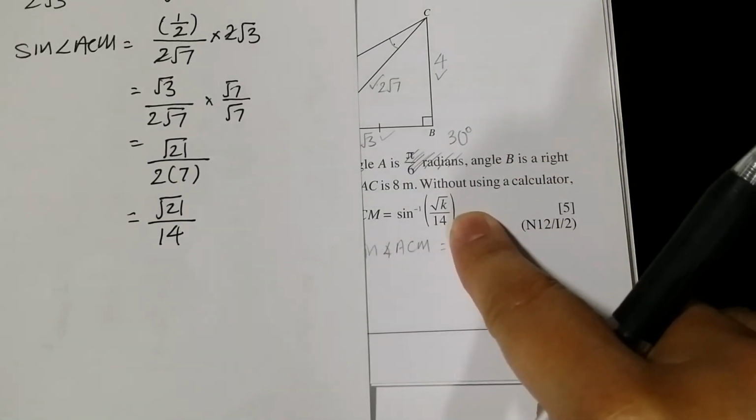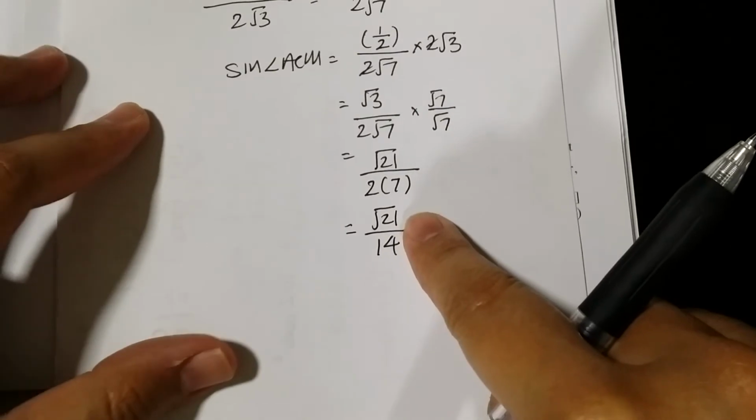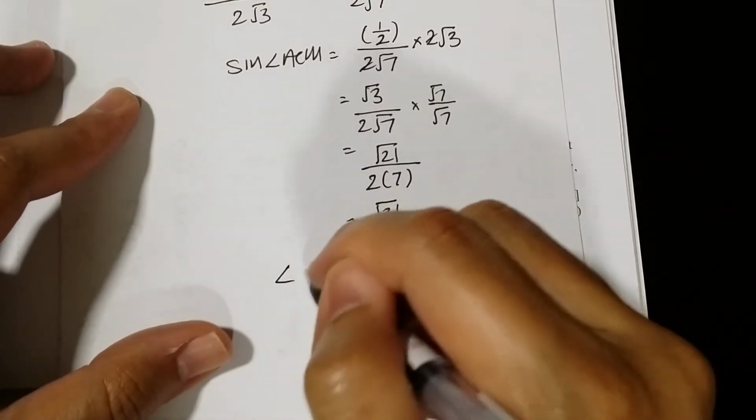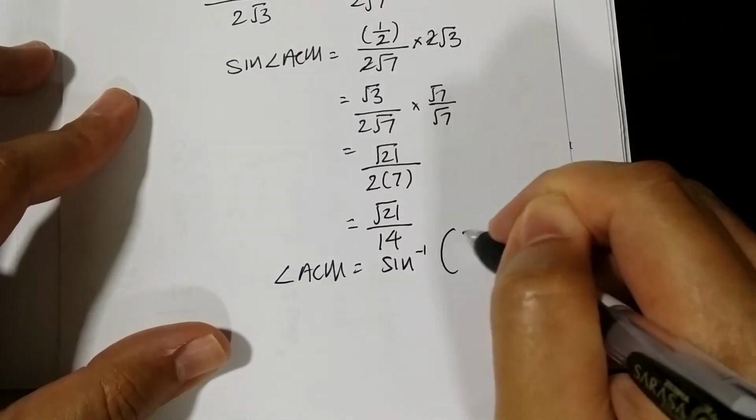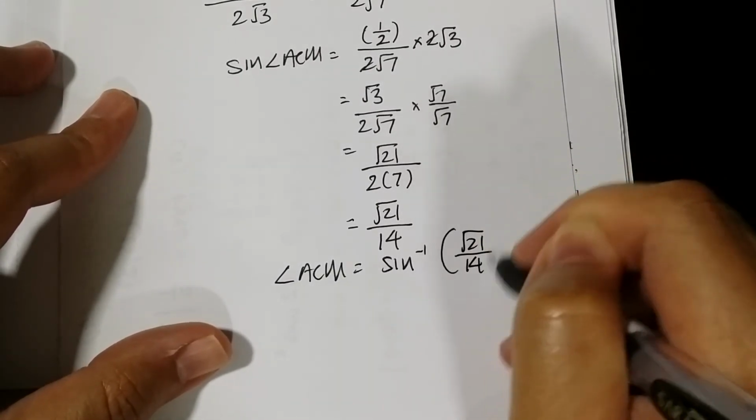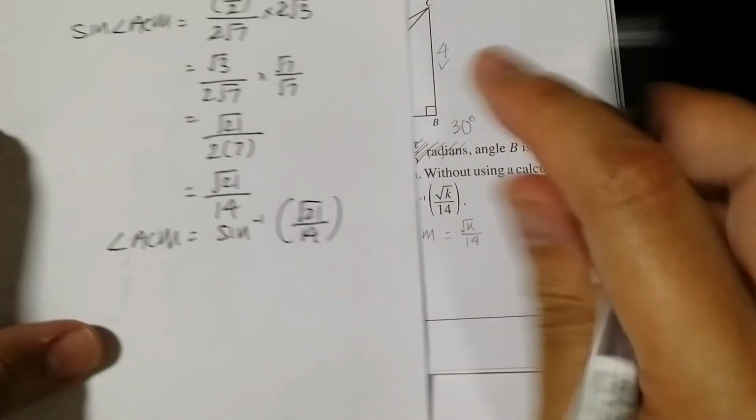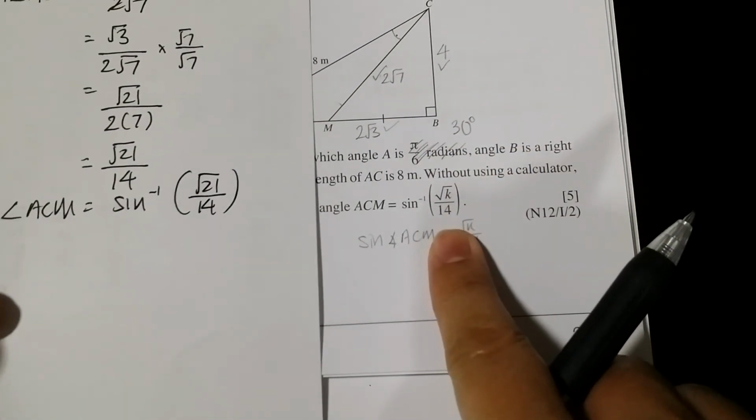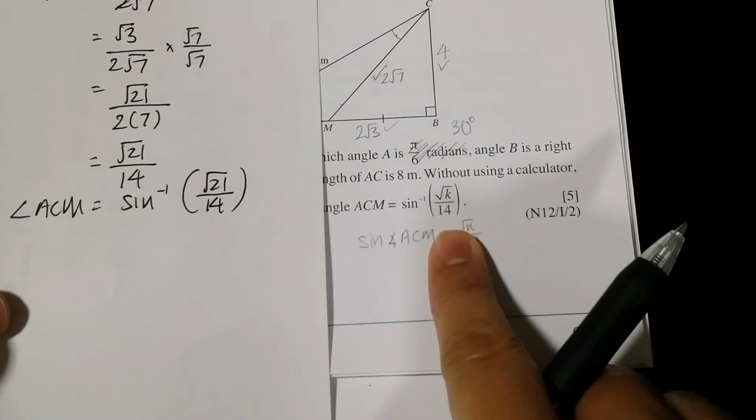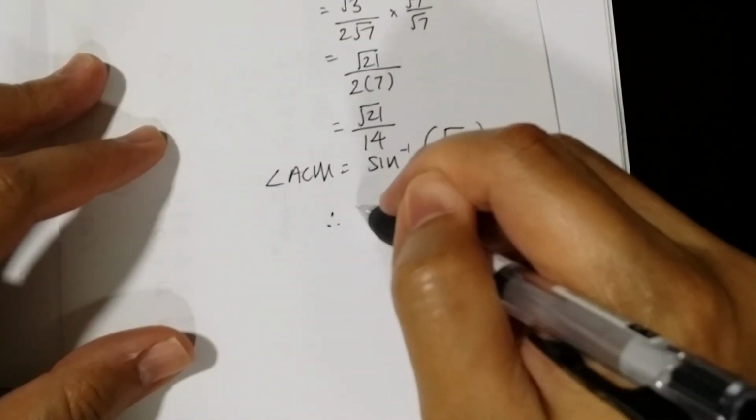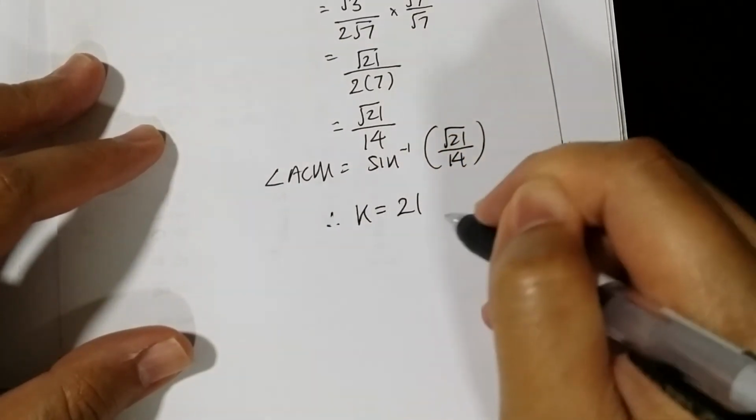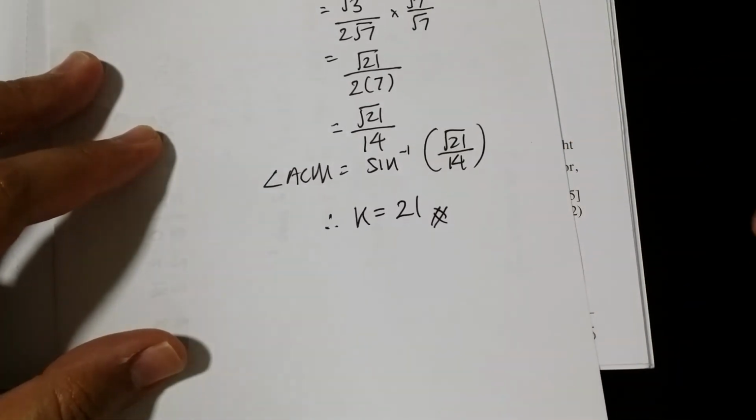Is this what I want? Oh, square root k over 14. Square root 21 over 14. So angle ACM is sine inverse square root 21 over 14, which means that k equals 21. Therefore, k equals 21. End of question. Thank you.